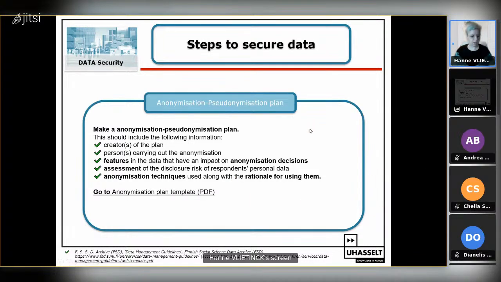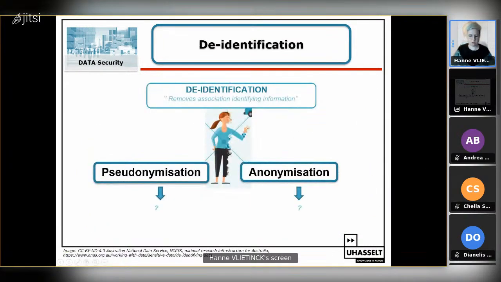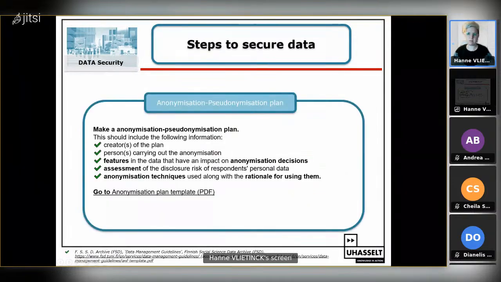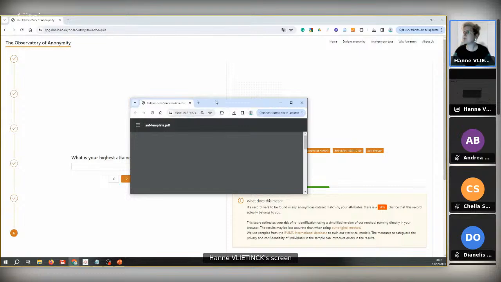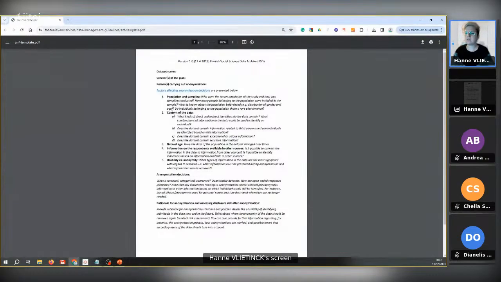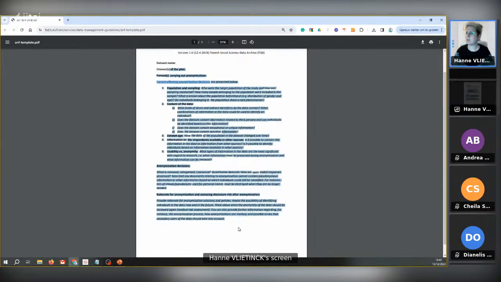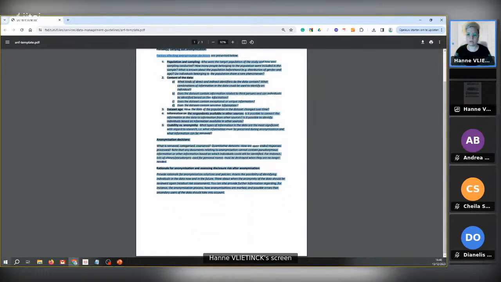I'm quickly going out of the PowerPoint so you can see this document. Just a second. Okay, and then I can show you the document normally. So this is the document. You see here what I said, all these kinds of things. It's freely available, and I think it's a really useful document.